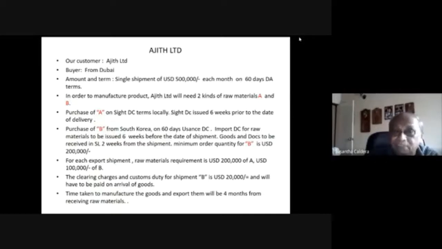Purchase of A on sight LC terms locally. Purchase of B on TT terms, not on LC basis. The bank will have to give them a short term loan facility and the issuance of local LC facility to purchase raw material A. Sight LC is issued 6 weeks prior to the date of delivery.